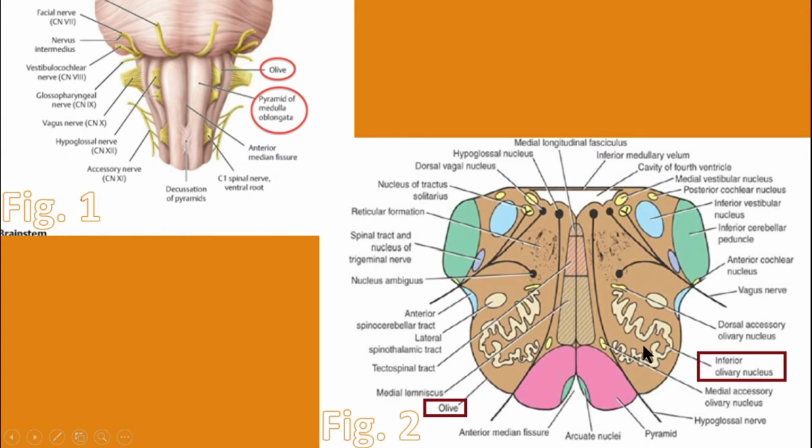Remember, this inferior olivary nucleus contains three major components, which are the primary olivary nucleus, medial accessory and dorsal accessory olivary nucleus. Adding to that, there is also the superior olivary nucleus, which is present above the inferior olivary nucleus.